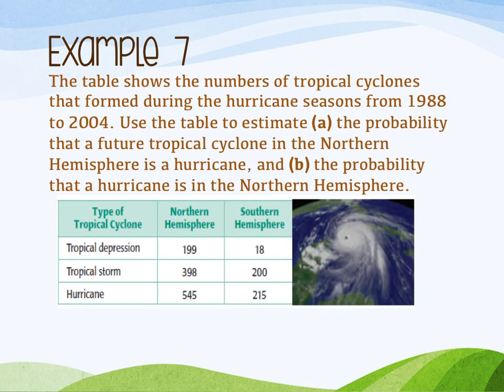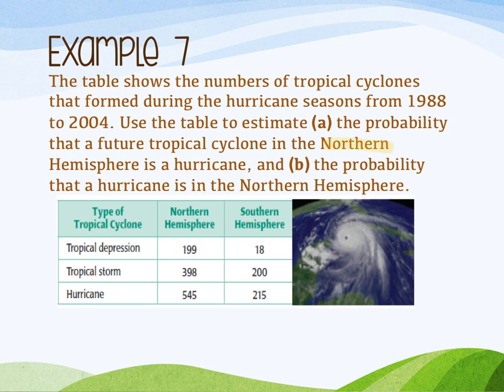Okay, example 7 says the table shows the numbers of tropical cyclones that formed during the hurricane seasons from 1988 to 2004. Use the table to estimate A, the probability that a future tropical cyclone in the northern hemisphere is a hurricane, and B, the probability that a hurricane is in the northern hemisphere. So the first thing you want to do is use some common sense here instead of using the formulas that we've had.